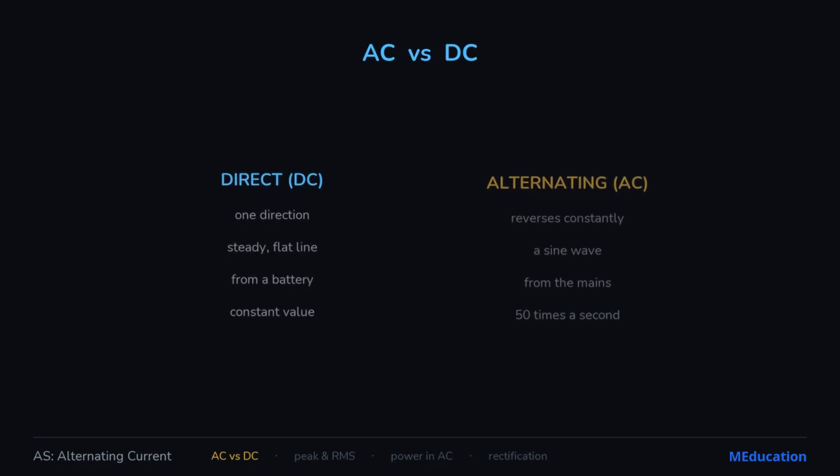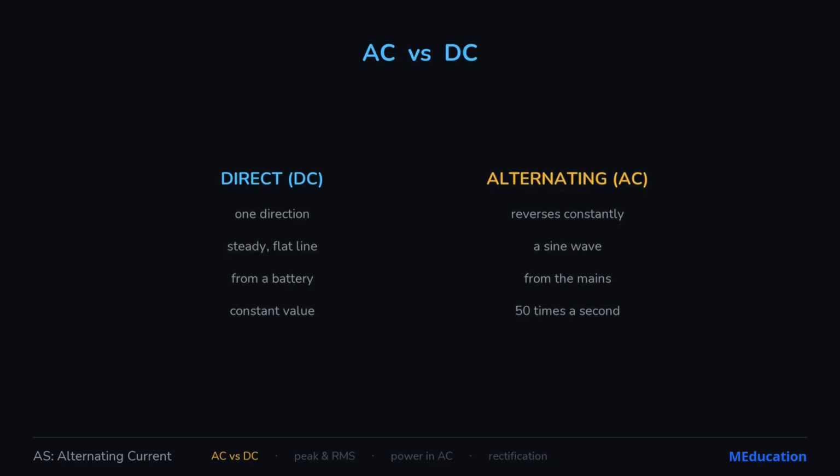Direct current flows steadily in one direction, like the current from a battery, a flat, unchanging line. Alternating current constantly changes direction, tracing a smooth sine wave that rises, falls, reverses, and repeats. A battery gives DC, the mains gives AC. The mains in many countries alternates 50 times a second, a frequency of 50 Hz.